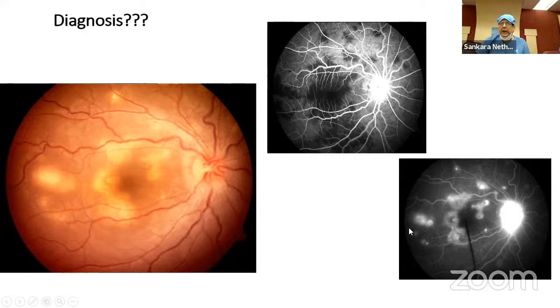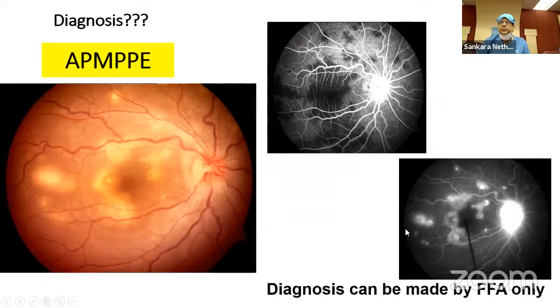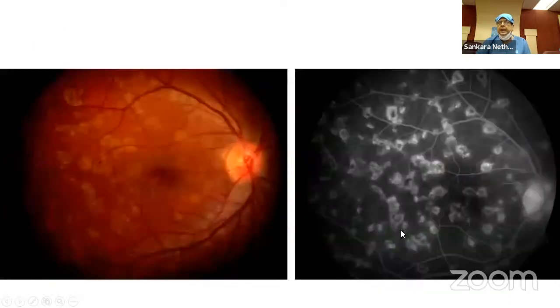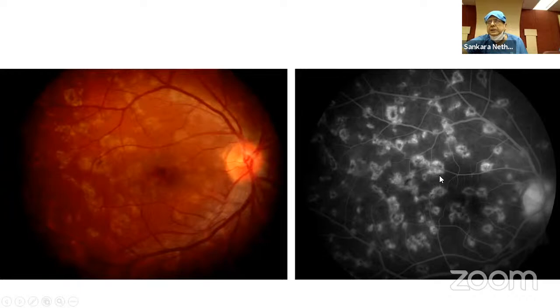And this is APMPPE, acute posterior multifocal placoid pigment epitheliopathy. Diagnosis can be made by FFA only. Here is an in-between, the amphigenous choroiditis. Here you can see the fundus fluorescein angiogram: small lesions with a geographic border, and the central area is hypofluorescent.